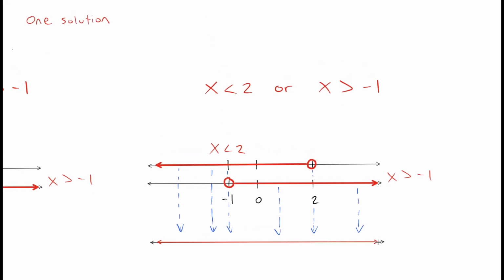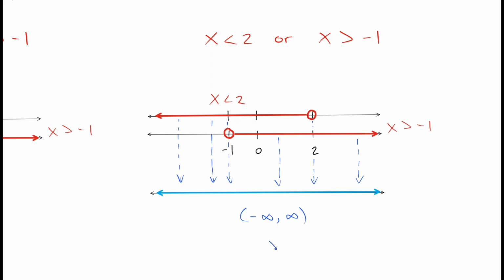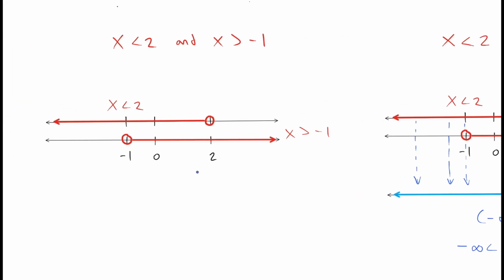So for an "or", we would merge them into one big line like this. And that would be your final answer. So it would basically be from -infinity to infinity, or you could say that x is between -infinity and infinity. That would be for "or". For "and", it is different. For an "and", you only keep locations where you're crossing through both solution sets.